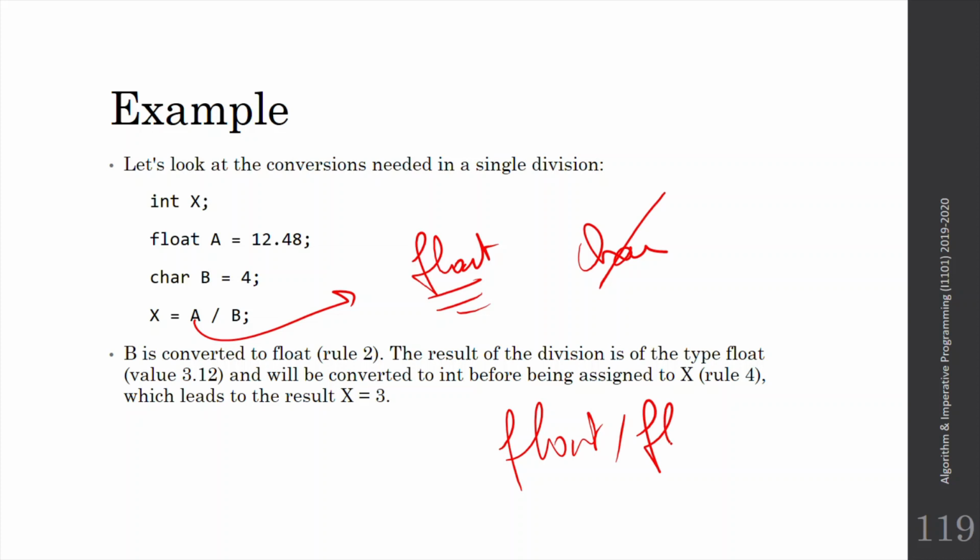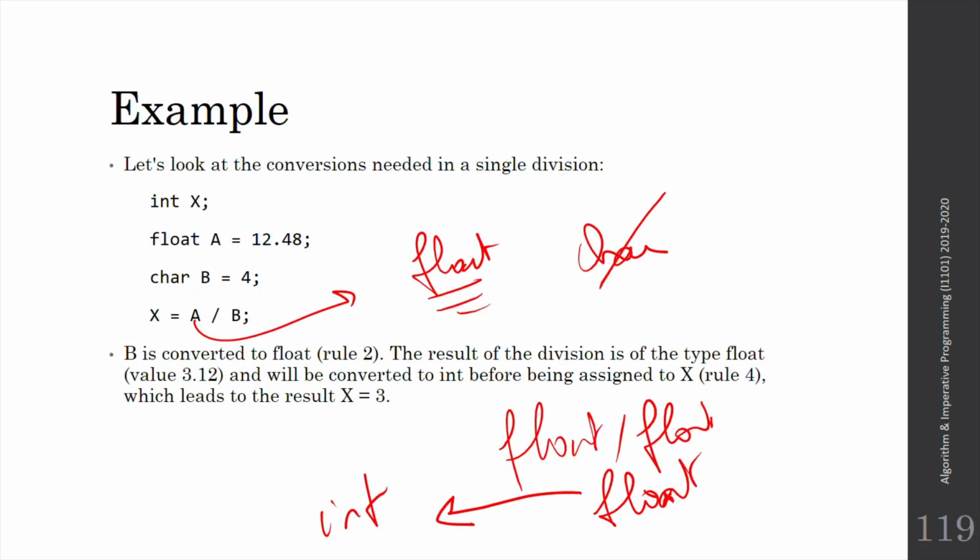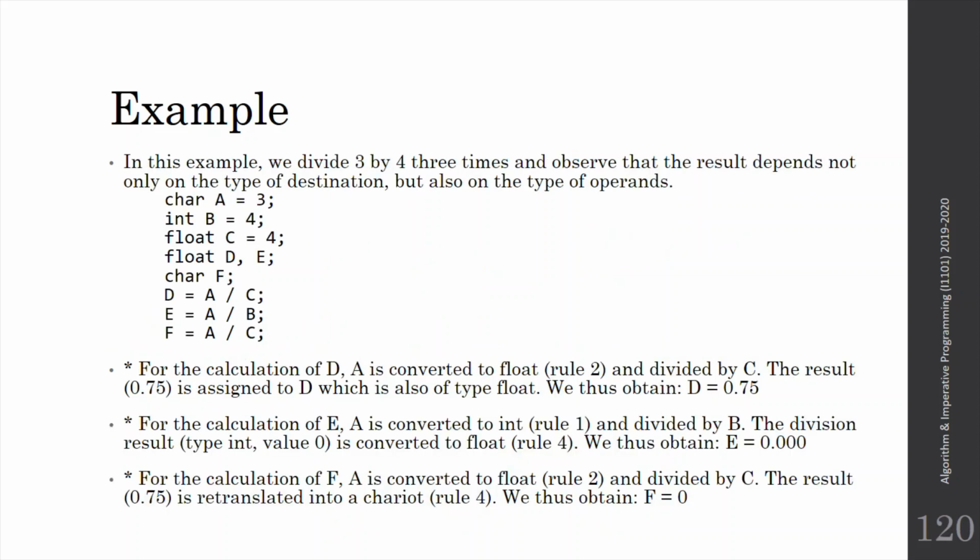The result will be of type float, and then we need to assign a float to x, which is an integer. So we will downgrade the float to an integer, because as in the first rule we are obliged to convert the type of the expression to the type of the variable on the left, which is the type of the assignment. So again, let's take an example.